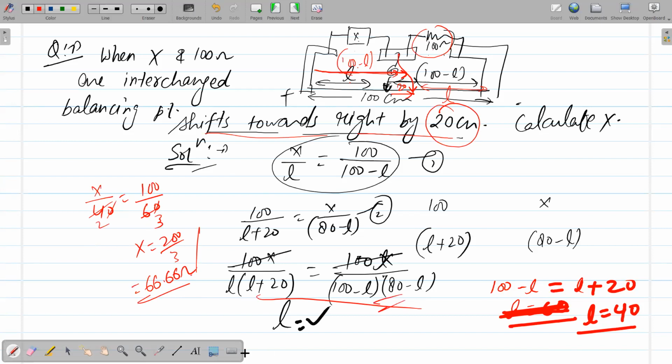So in this manner, we can avoid the quadratic equation, this calculation. Hope you all have got it, right, everyone? Any confusion? Tell me fast.